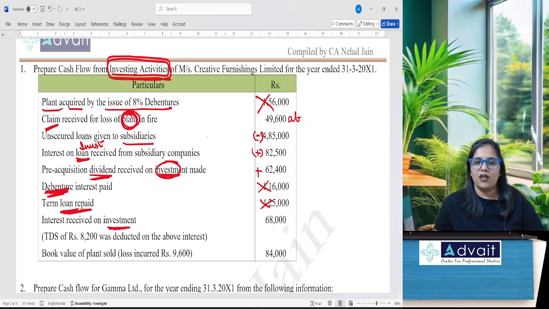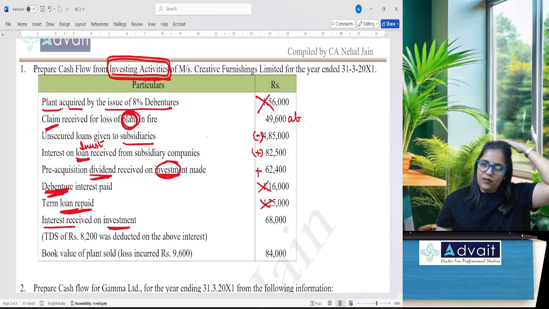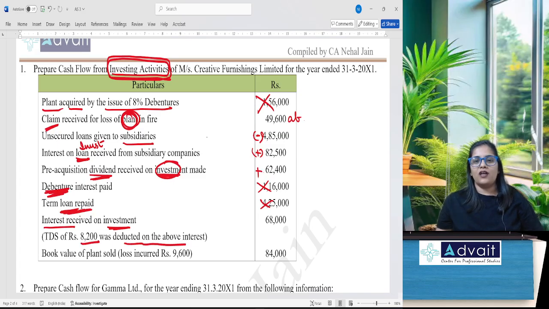Investment. So we made an investment. On that, we are receiving interest. So investment is obviously an investing activity. Therefore, yes, definitely it will come. But what are they saying? A TDS of 8,200 was deducted on the above interest. So that means first I need to show the gross figure, so 68,000 plus 8,200 will be 76,200. So first I need to show the gross, minus the TDS. And this is the interest received. So this is an add.